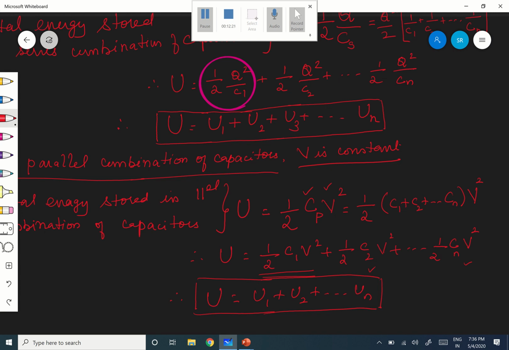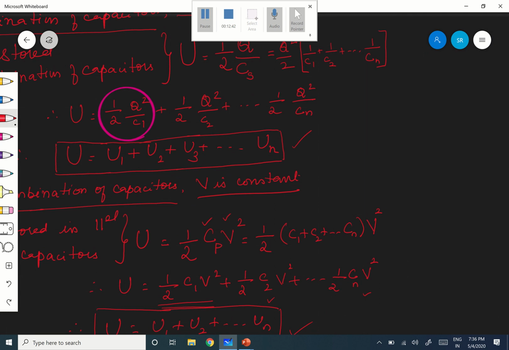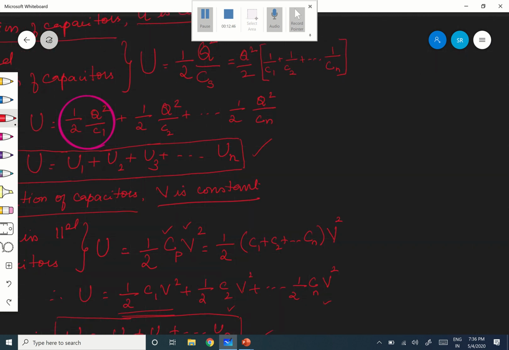So it is immaterial whether they are connected in series or parallel. The total energy is nothing but the sum of the energy stored in the individual capacitors. That's all. That is the conclusion, correct? Whether connected in series or parallel, the total energy stored by the combination is the sum of the energy stored by the individual capacitors. Hope you are following this. Shall we go to the next topic then?